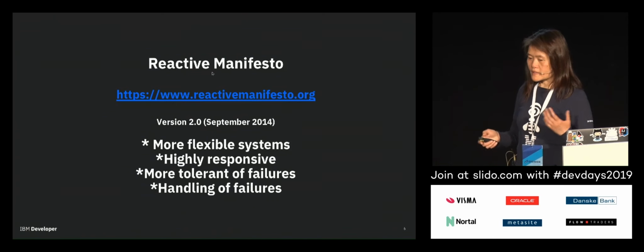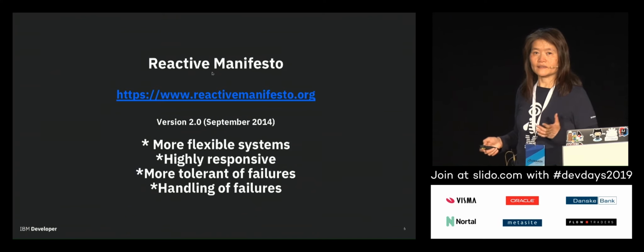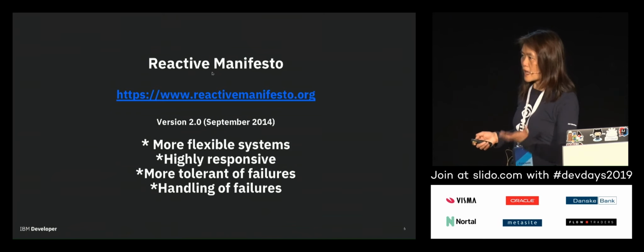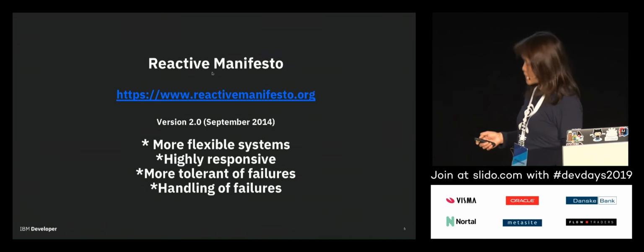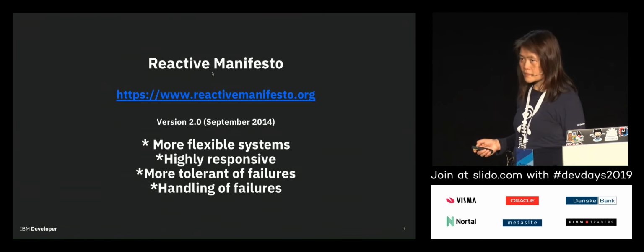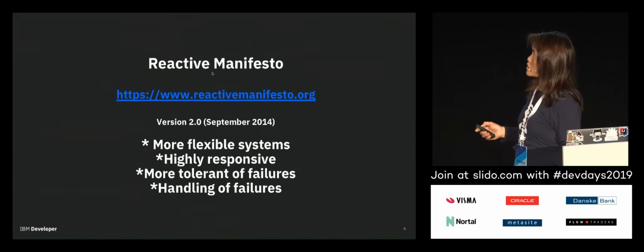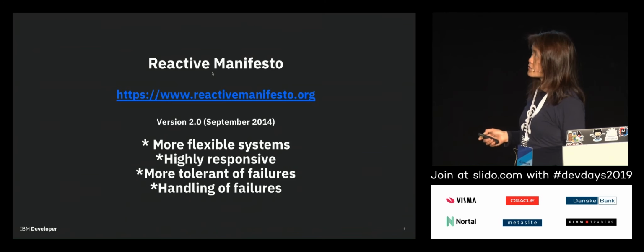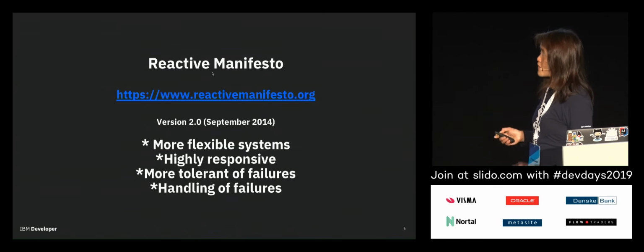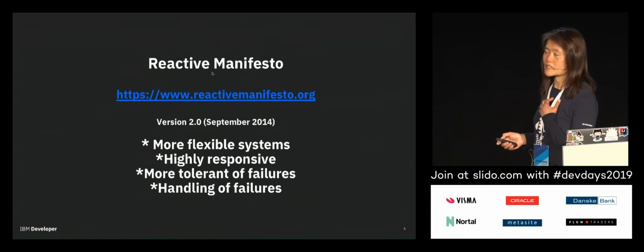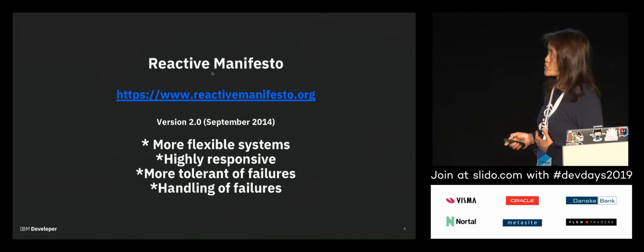So they developed Akka, which is a reactive systems platform. And they are also taking a lot of leadership in defining what reactive systems should be, all of the principles. To summarize, it promises more flexible systems that are highly responsive. Not only are they responsive, but they are also able to handle failures a lot more elegantly and are more tolerant of failures, which is very important, as we shall see.